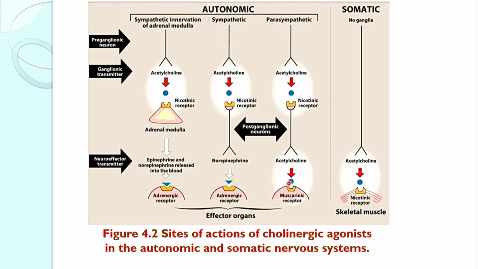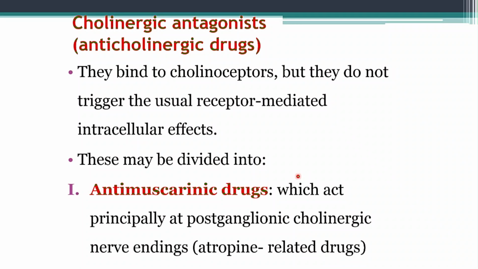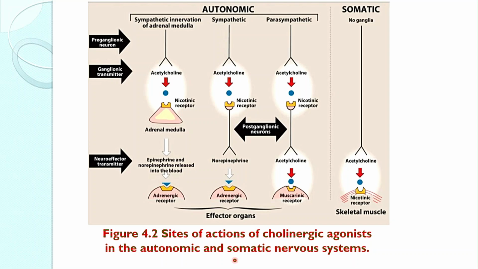So drugs which oppose or antagonize the action of acetylcholine at each site can be divided into three. First, anti-muscarinic drugs, which act principally at postganglionic cholinergic nerve endings, also called atropine-like drugs. They block the muscarinic receptors on which acetylcholine acts at the effector organs.